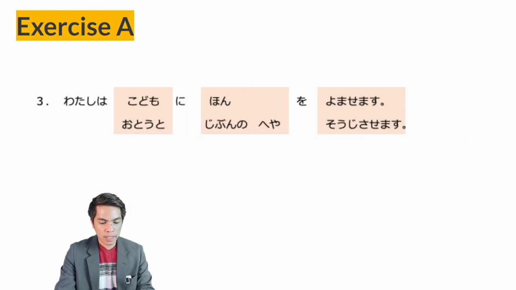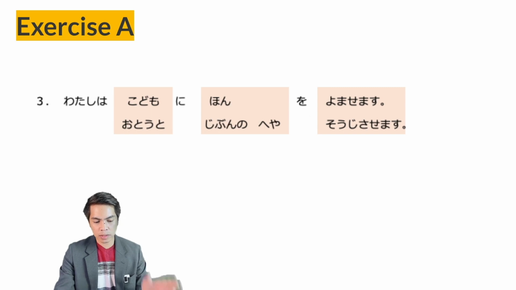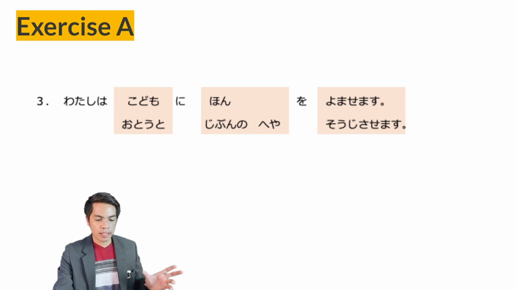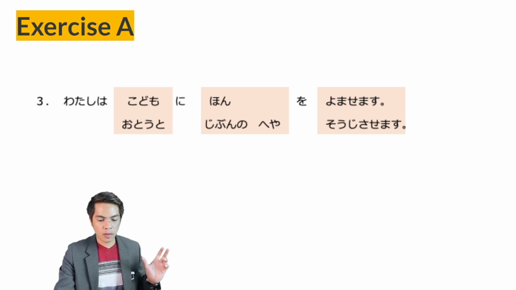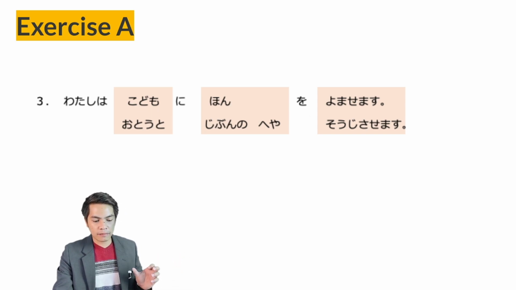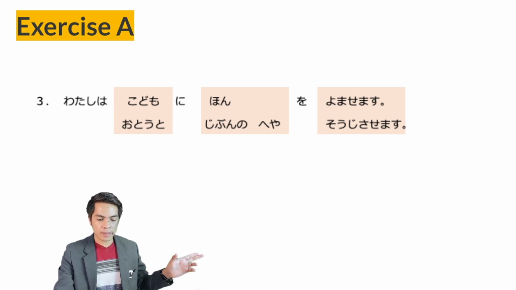Next line. Number 3. Watashi wa kodomo ni hon o yomasemasu. So, watashi wa, I, kodomo ni, make my children, hon o yomasemasu, read books. So, you will use particle ni for the person, kodomo ni, to my children. Because the verb yomimasu is a transitive verb. So, hon, particle o, yomasemasu. And the kodomo will be marked with the particle ni.